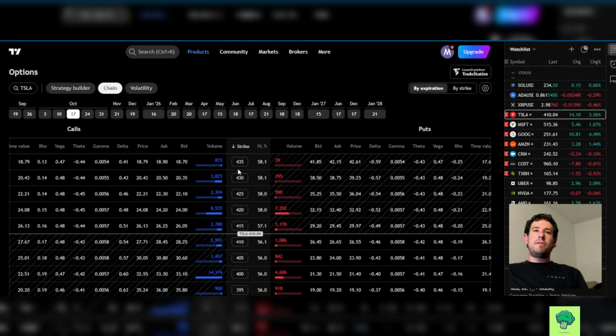Anything above this at the money for puts is in the money. Anything below is out of the money, because if we want the stock to go down, we need it to get to 405. So we're outside of this range, basically.